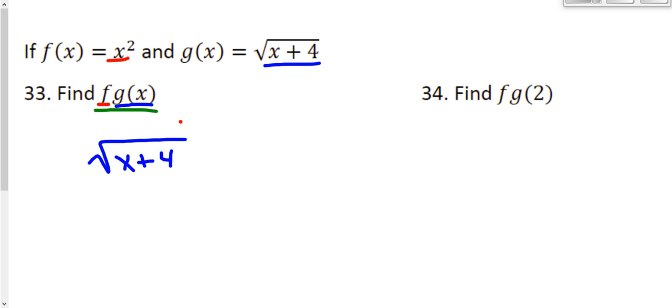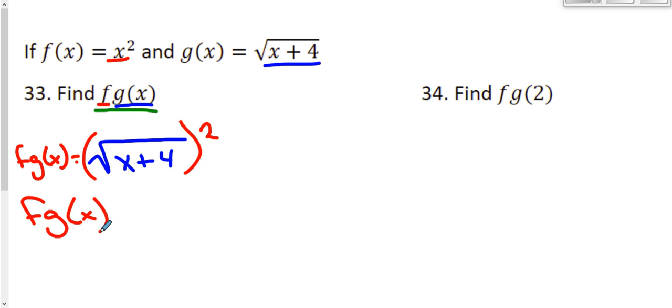I'm going to need to plug that into f. So everything that f does to its variable, it squares it, I'm going to do that to my entire g of x function. So that's f of g of x. All I have to do is simplify that. F of g of x, the square and the square root cancel, it just equals x plus 4. So that part is done.